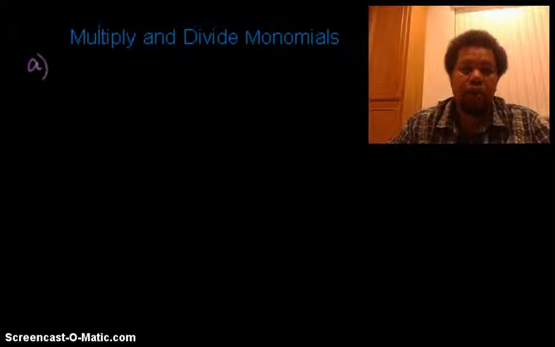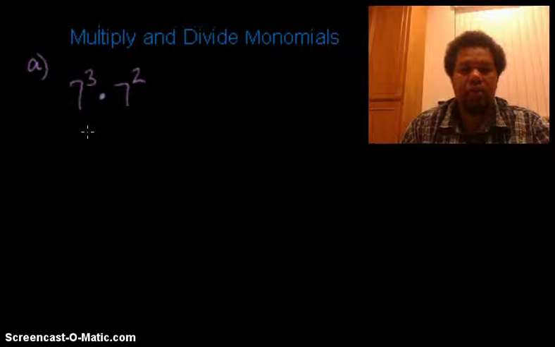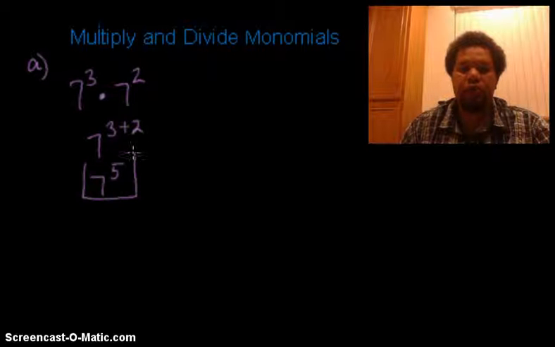All right, so let's go ahead with the first example right here. Let's say we have 7 to the third power times 7 to the second power. So these are monomials right here. They're two factors. We're multiplying 7 to the third power and 7 to the second power. Basically what we do is keep the base and we add the exponents. So we get 7 to the fifth power. So this is simplified.